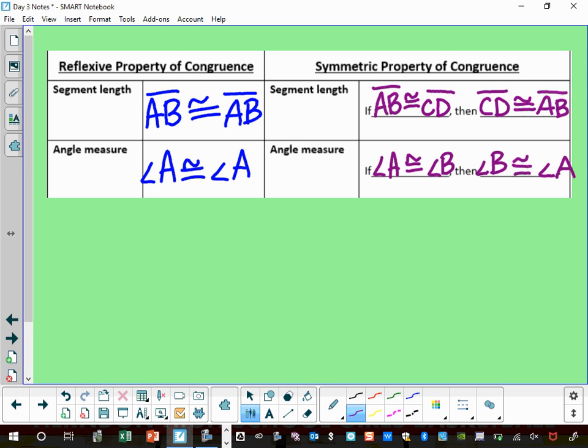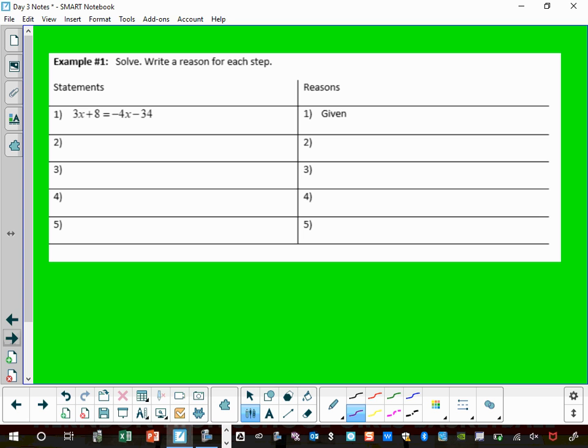Symmetric means we're flipping. We are not going to do the transitive property of congruence because it's the same as what we just did. The only difference is we're putting a congruent sign in the middle. For the sake of time, we're skipping that part. Look at example 1.